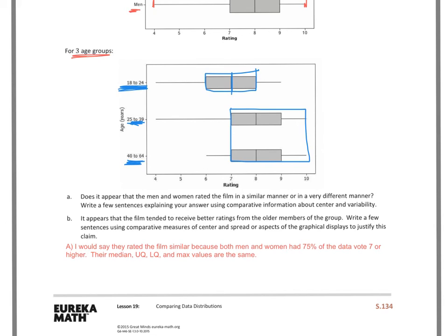And we can see that with the 25 to 39 and with the 40 to 64, their 75% starts at 7. 75% for 18 to 24 starts at 6. The median of 18 to 24 is 7, where the median of the two older groups is at 8. We're not going to really talk much about the minimum because we see they match up here. The maximum is the same for the two age groups up here.